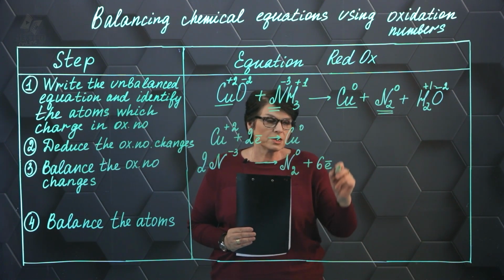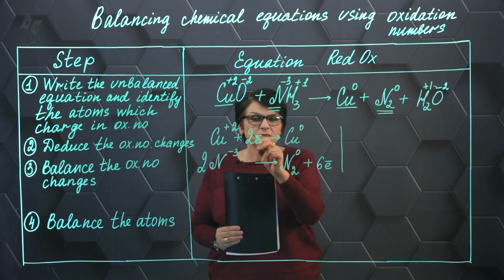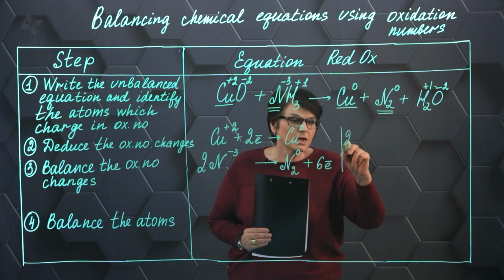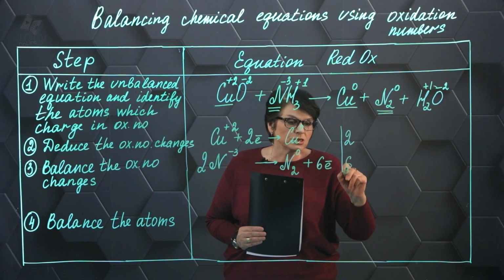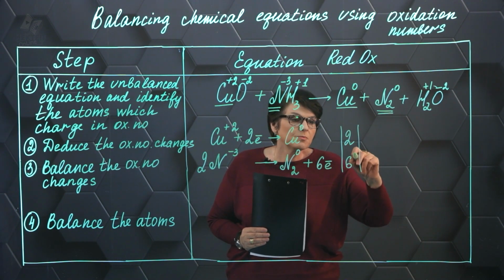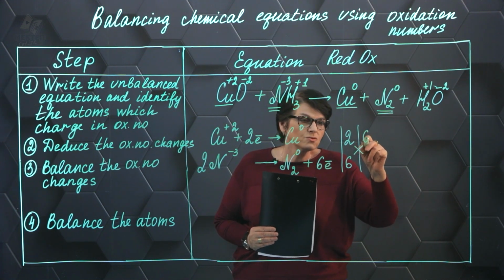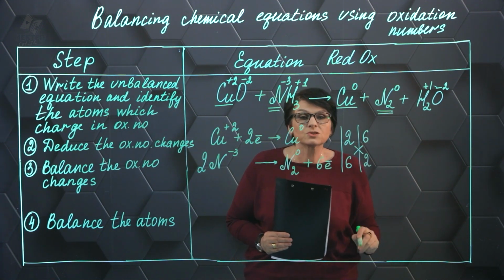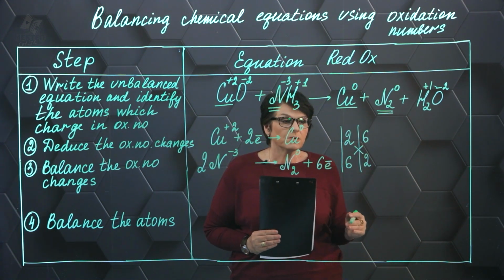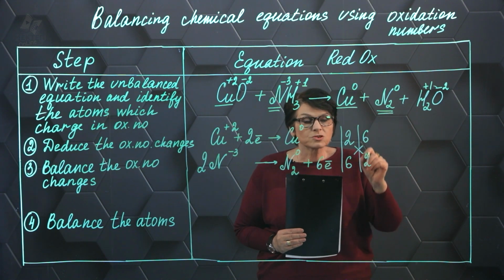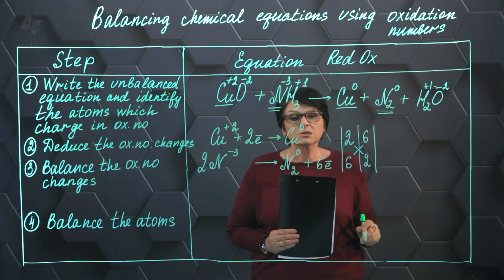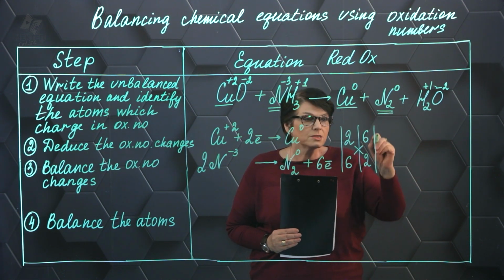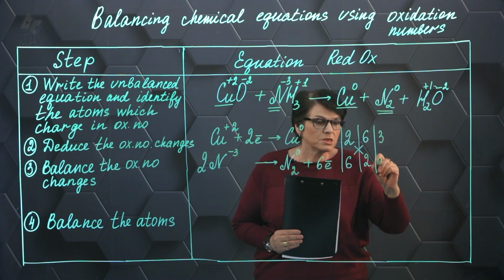Now next, let's take the numbers we've found, 2 and 6. Then we'll swap them around to equalize the number of electrons being given up and the number of electrons being accepted. But as we can see, both numbers are divisible by 2. Then we'll shorten it and we'll have 3 and 1.